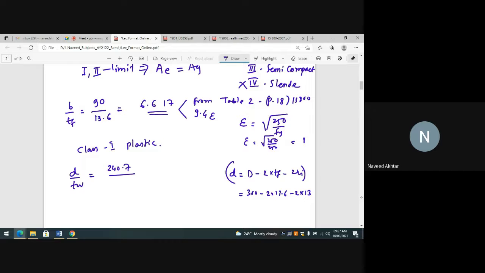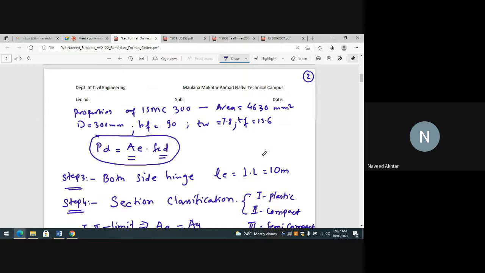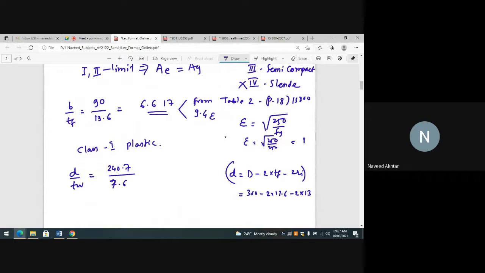So if you do that, it will come 246.8, divided by the TW, thickness of web, which is 7.6 mm. I will write down 7.8 mm, thickness of web. You can solve it with a calculator. Calculator is allowed, IS 800 2007 is allowed, and the steel table is allowed in theory classes. So 240.7 divided by 7.8 is coming around 30.85. Now we have to again check it from table number 2 of the IS code.